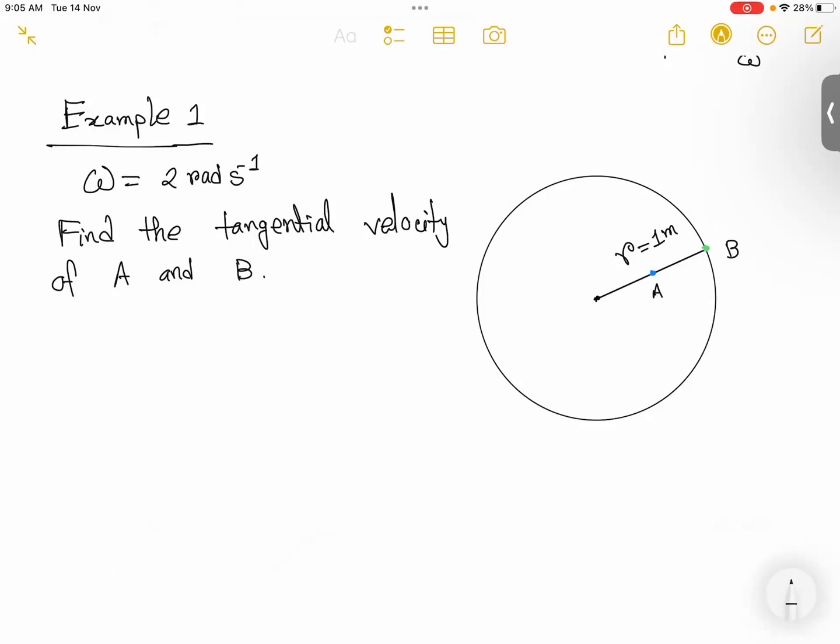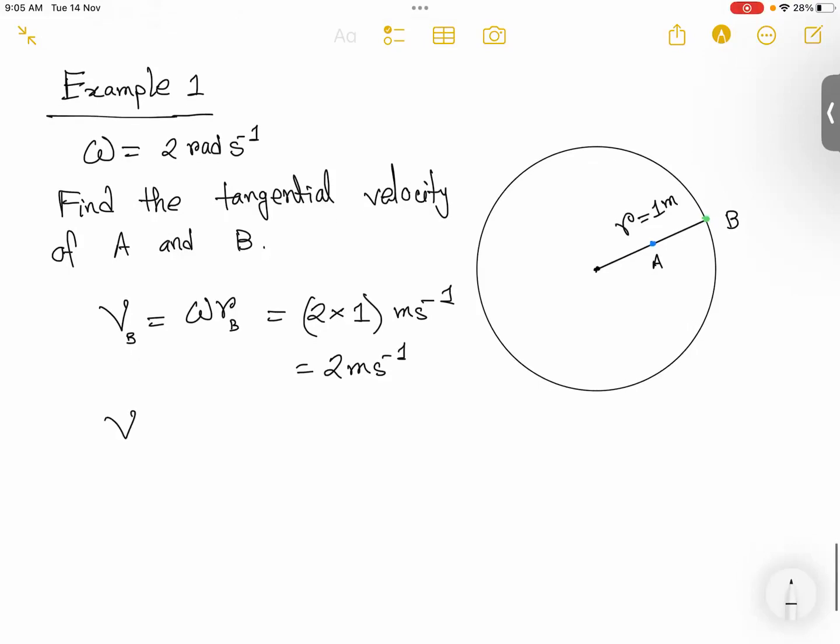Now for point B, you know that v equals omega R. So v equals omega R_B, since they have the same angular velocity. So it's simply 2, and the radius of point B is 1 meter. So that's simply 2 meter per second, and that's very easy to calculate. But what about the tangential velocity of point A? Is it really moving in a circle of 1 meter, or is it moving in a different circle?